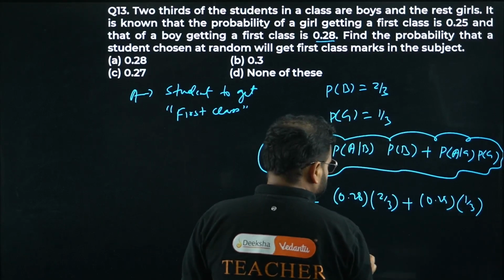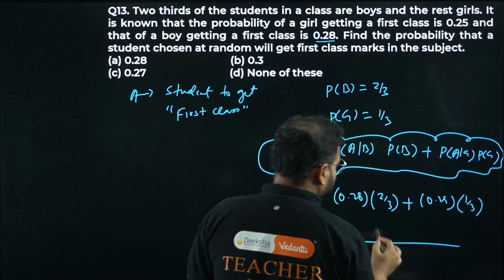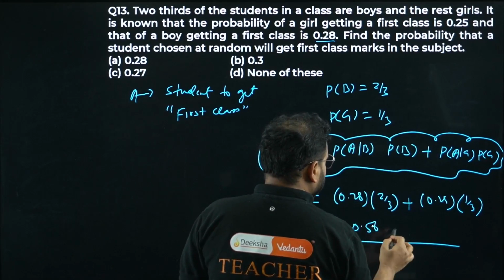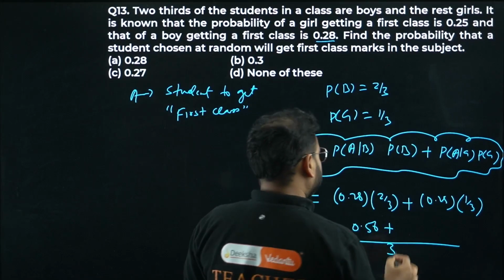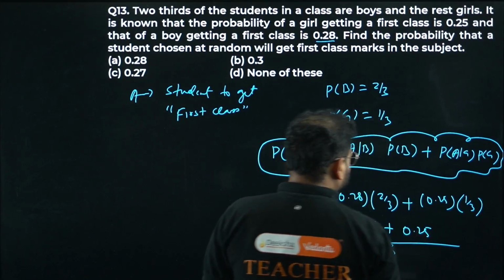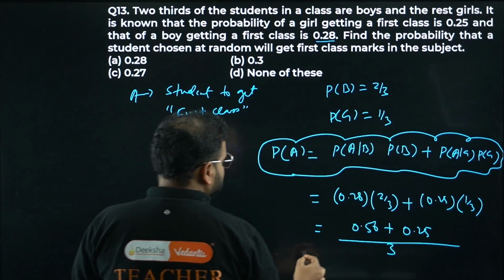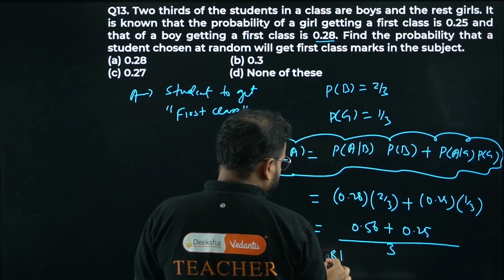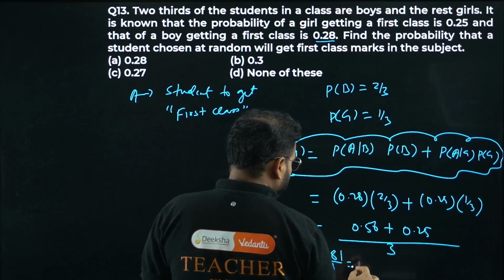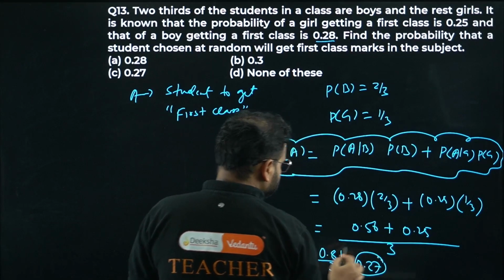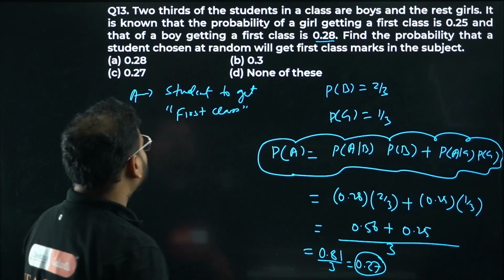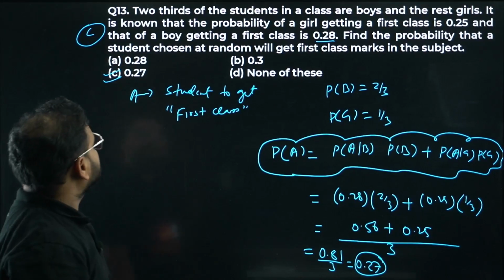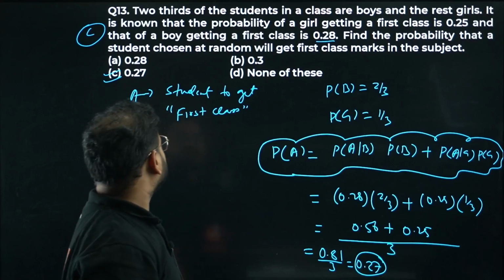Now take the LCM. LCM is 3, sir. So 2 into 0.28 becomes 0.56, and over here I'll have 0.25. You can add this: 6 plus 5 is 11, and 5 plus 2 is 7, plus carry 1 is 8. So 0.81 by 3, hence 0.27 is the answer. C is correct. Question 13, option C is correct.